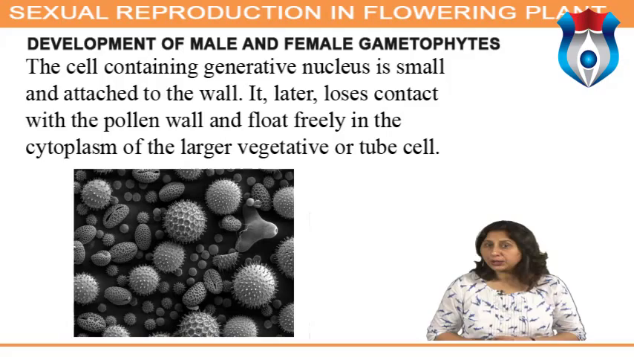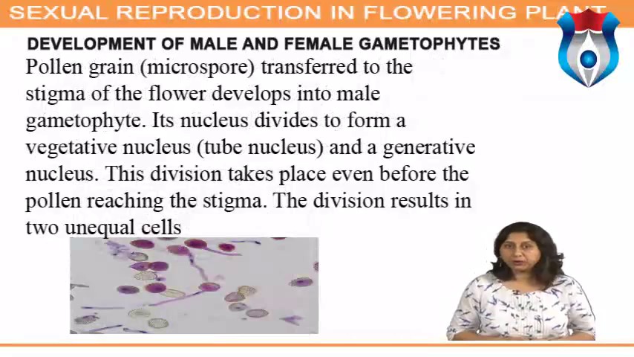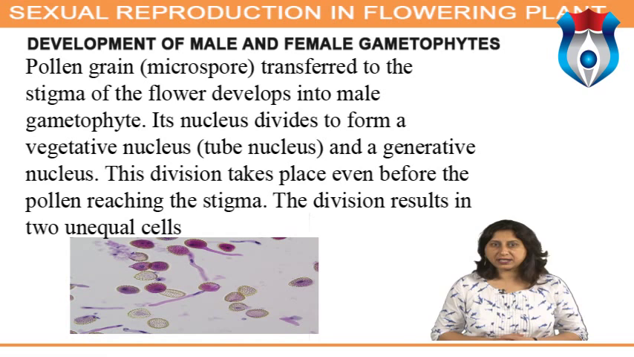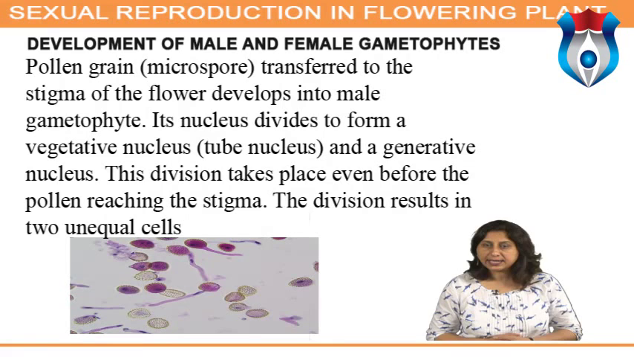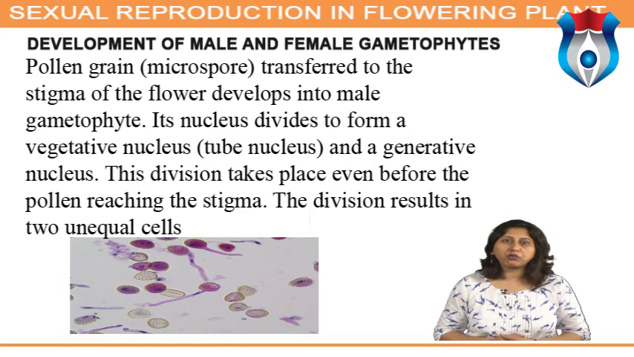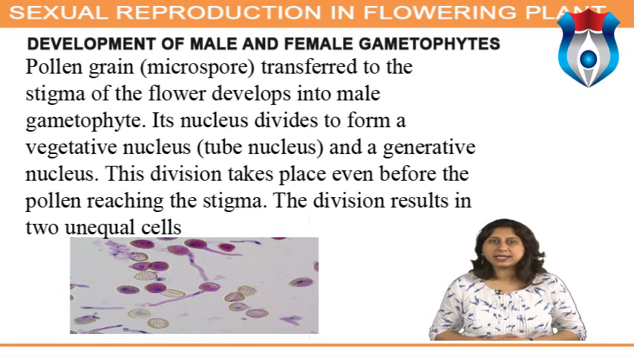Pollen grain, the microspore, transferred to the stigma of the flower, develops into the male gametophyte. Its nucleus divides to form a vegetative nucleus, the tube nucleus, and a generative nucleus. This division takes place even before the pollen reaches the stigma. The division results in two unequal cells.